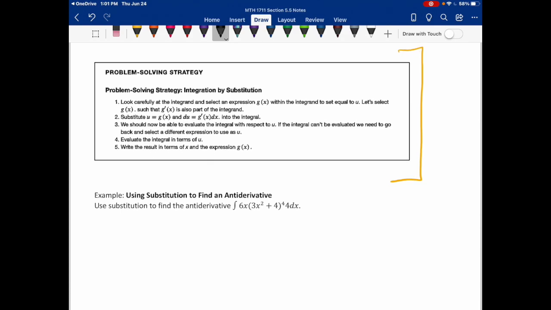Then the third step is we're going to take the integral with respect to u. And part 4, if it's a definite integral, then we have to evaluate the integral in terms of u. If it's not a definite integral, then we don't have to worry about that step. Once we finish integrating, the last step is to go back and substitute in so we have everything back in terms of x.